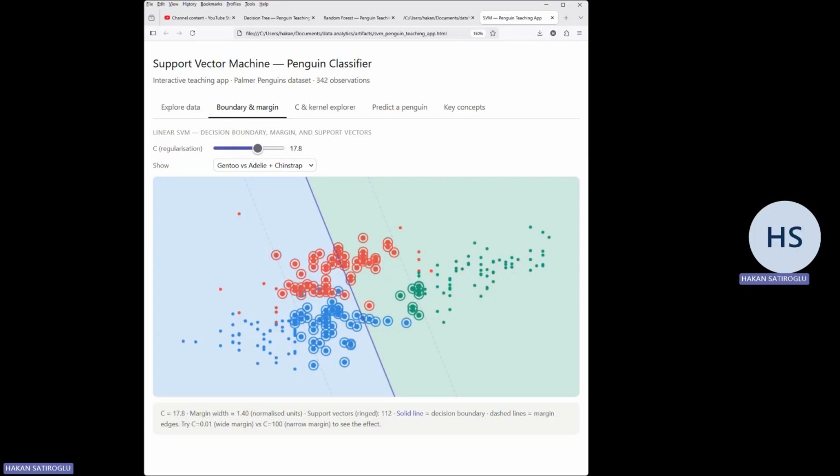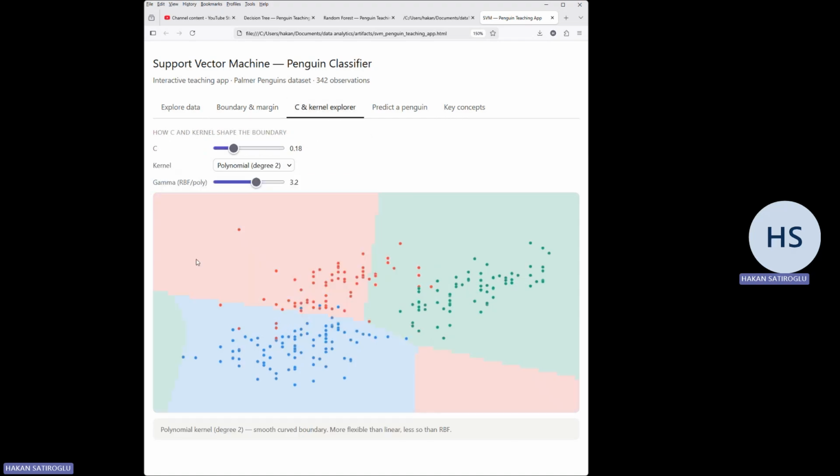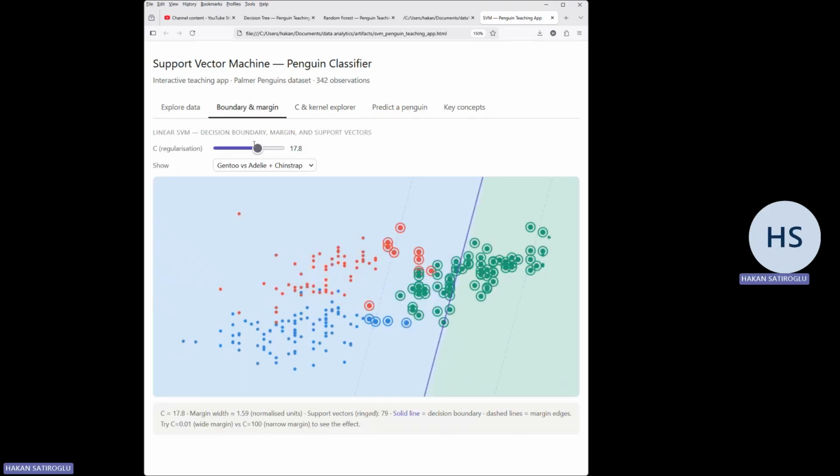The kernel explorer, on the other hand, shows that the linear kernel produces more straight lines like this. If you add polynomial, you can start to see some curves in the classifications. Also, as you can see, there are more than three groups included here. However, on the first one, I included only two groups to explain SVM at the beginning.